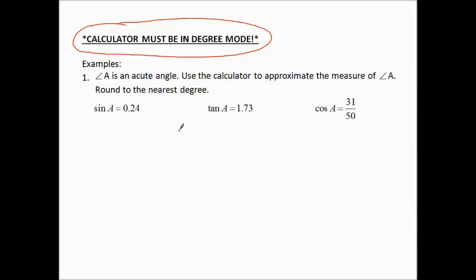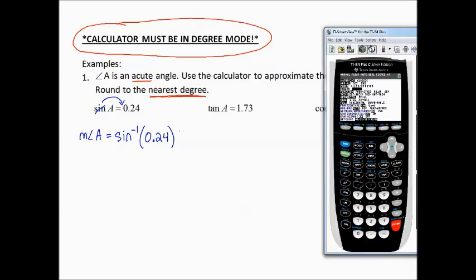Examples. Angle A is an acute angle. Use the calculator to approximate the measure of angle A. Round to the nearest degree. That's important, we see how to round because sometimes it's different. So remember, I want A by itself, measure of angle A. So how do I move sine to the other side? Inverse. Inverse sine of 0.24.